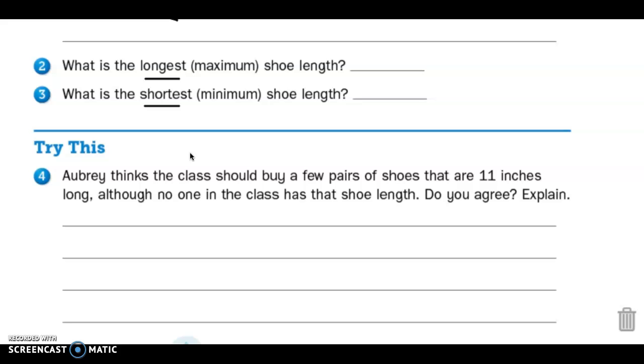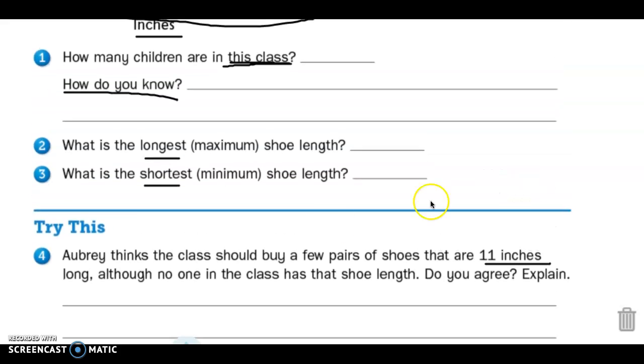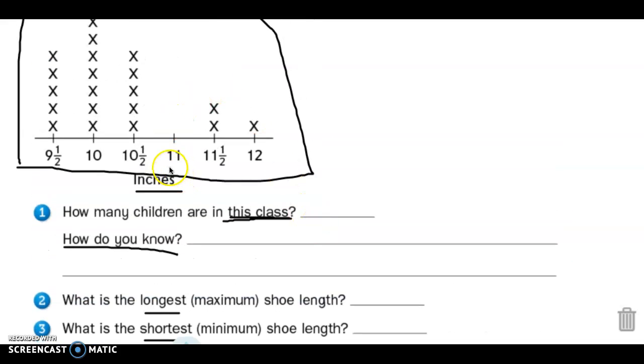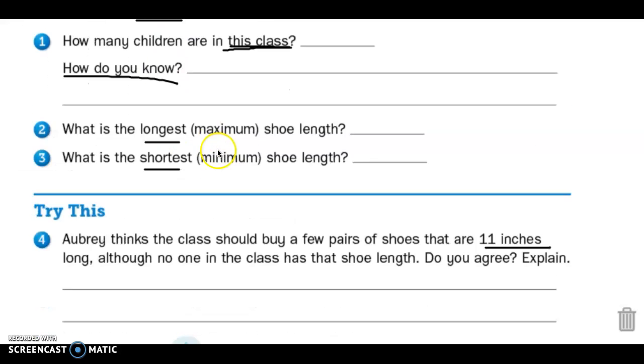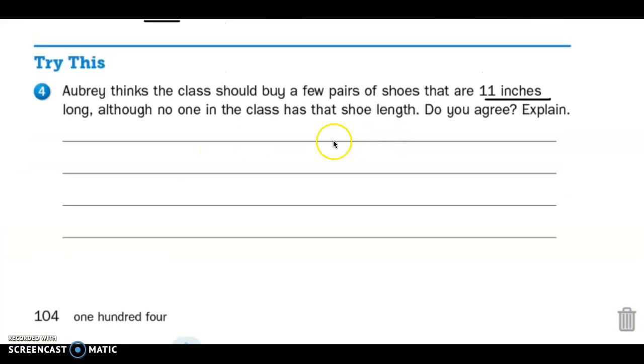Aubrey thinks the class should buy a few pairs of shoes that are 11 inches long, although no one in the class has that shoe length. Do you agree? Explain. So Aubrey thinks we should buy a few that are 11, even though no one in the class had 11. Do you agree? Yes, I agree with Aubrey because, or no, I do not agree with her. We should not get a shoe that's 11 inches because, and then answer why. I want your own explanation. This is an opinion. Okay, great.